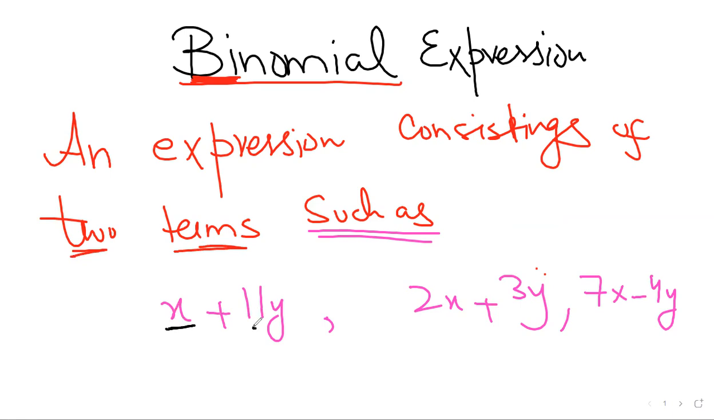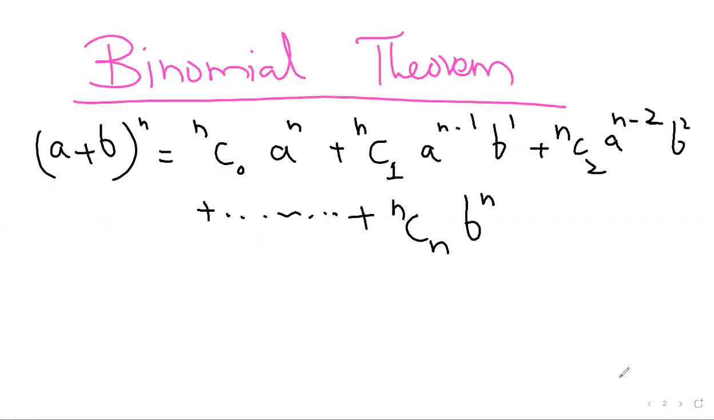Like x plus 11y, two terms, 2x plus 3y, two terms, 7x minus 4y, two terms. They are called binomial expressions. Now come to the concept of the binomial theorem.